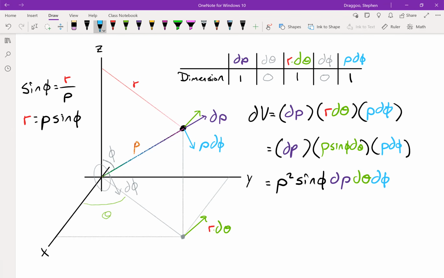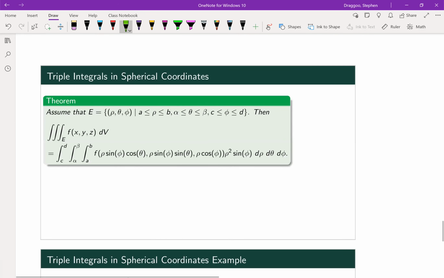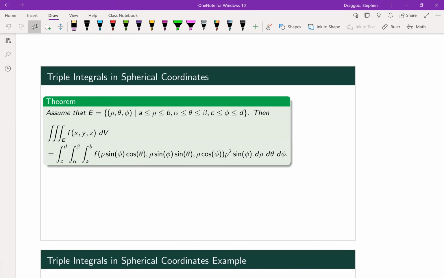So if we take this thing down now, actually let's mark one more thing up here before we move on. This green arrow should be rho sine phi d theta. Just kind of put our whole collection together. Okay, so if we take this down then to our triple integral theorem for spherical coordinates, we should see that we have that same integrating factor that pops up, rho squared sine phi, just like we found.